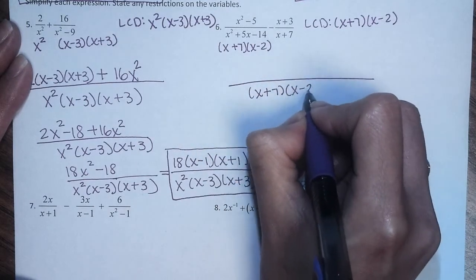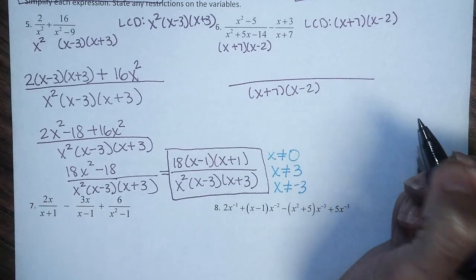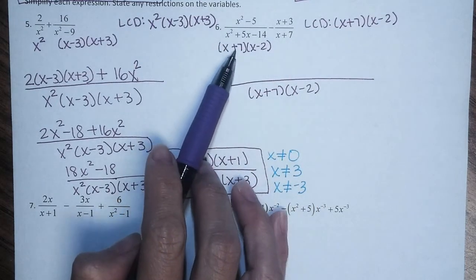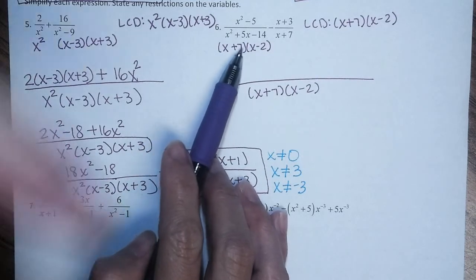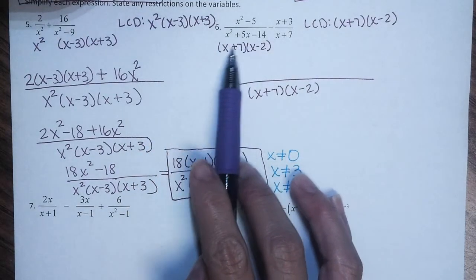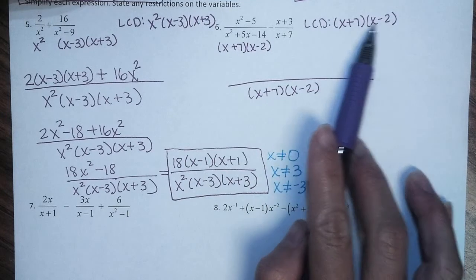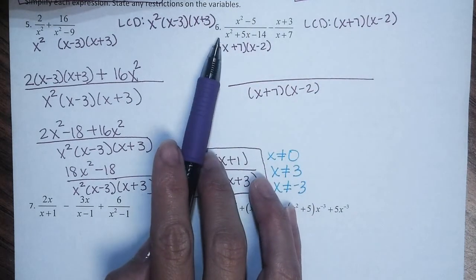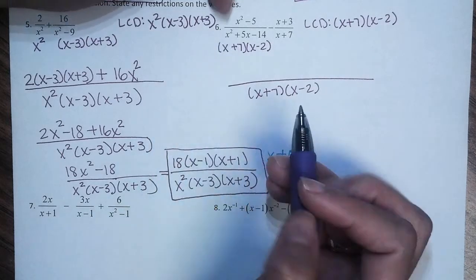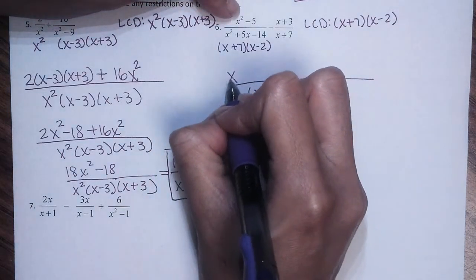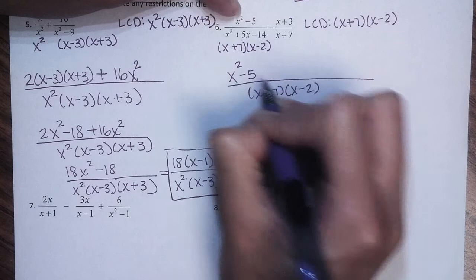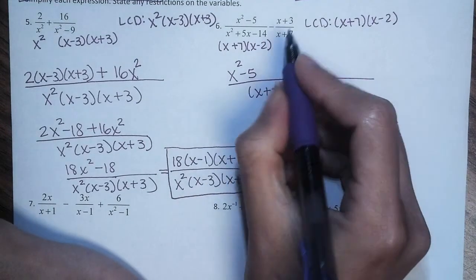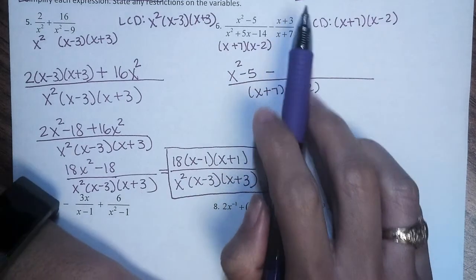x minus 2. So then the way I do them, the Mrs. Garcia method, is I look at the first fraction and I see the denominator. That denominator is not missing any factors from the LCD. So that means that the first fraction doesn't have to be changed at all. It's going to stay as is. So that numerator is going to stay as x squared minus 5. Just leave it as is. Minus, now I look at the second fraction.